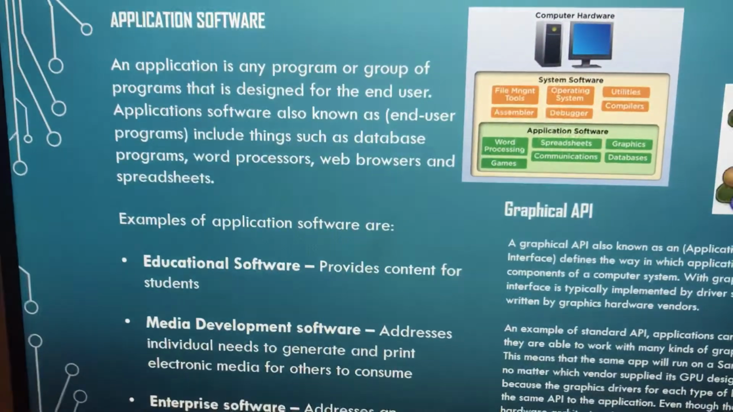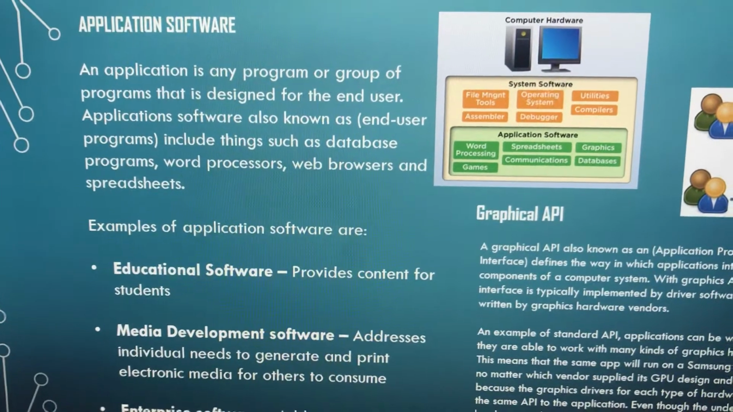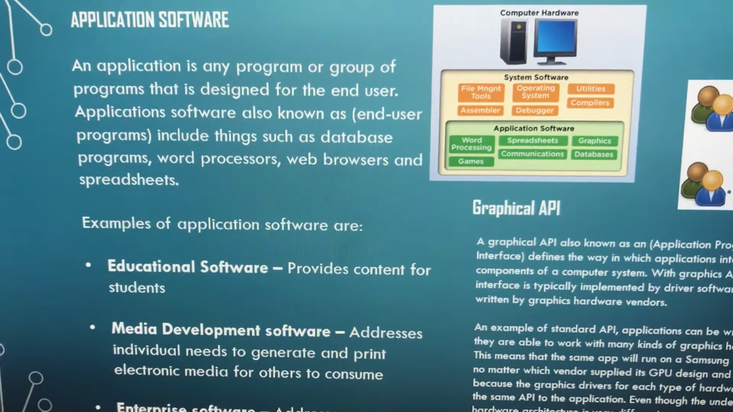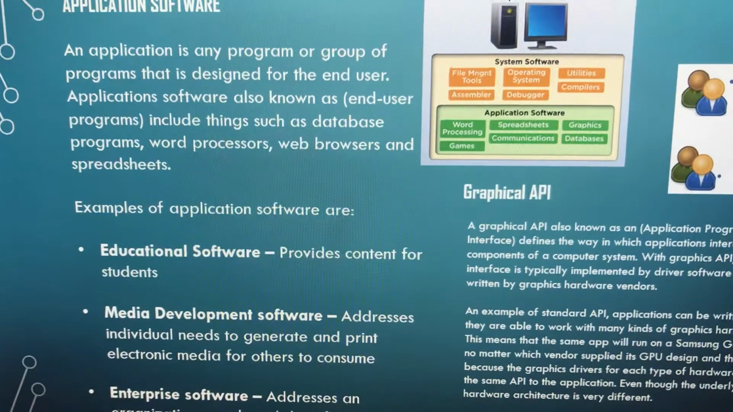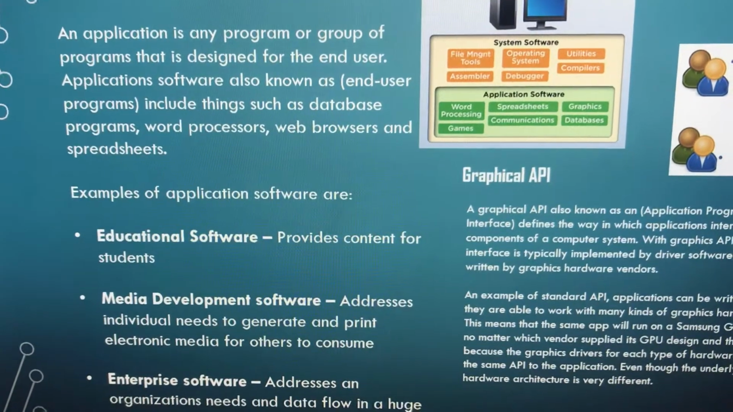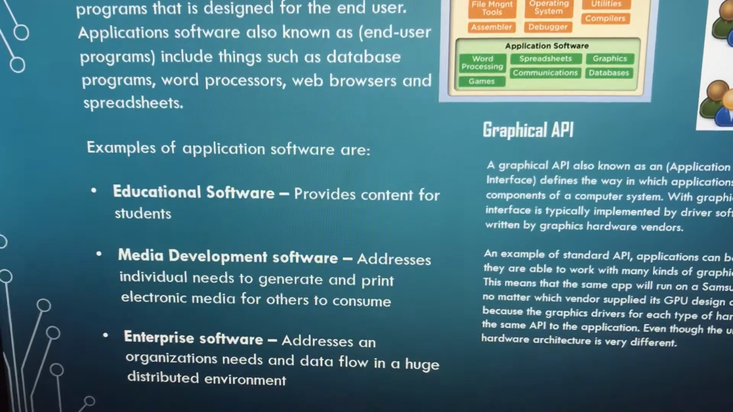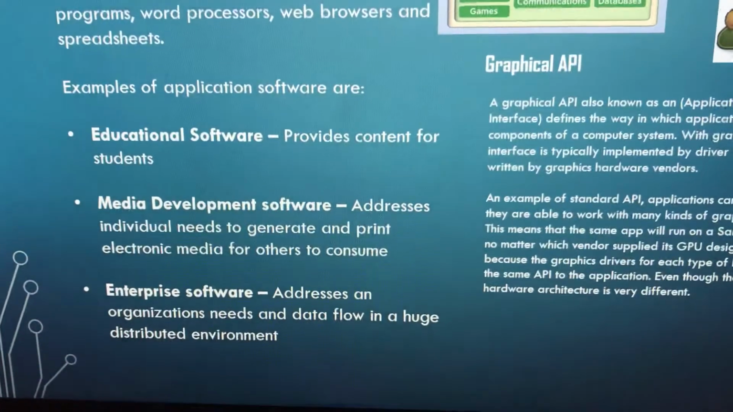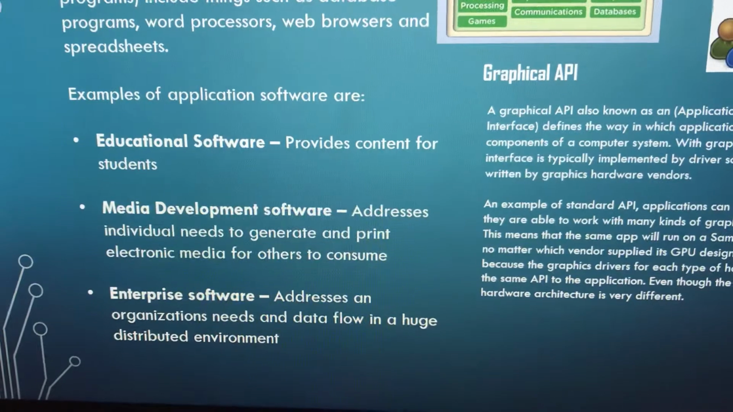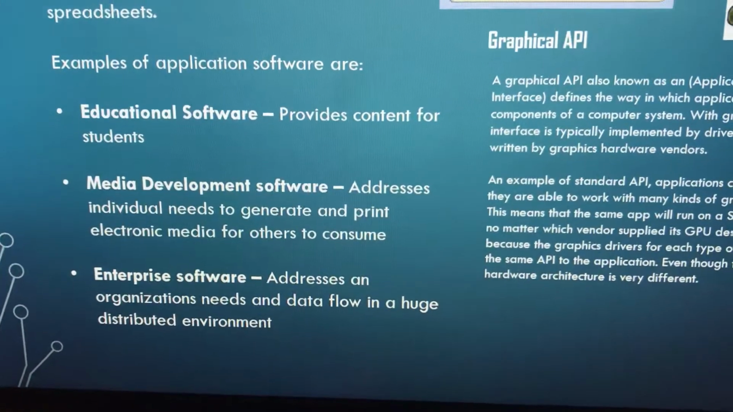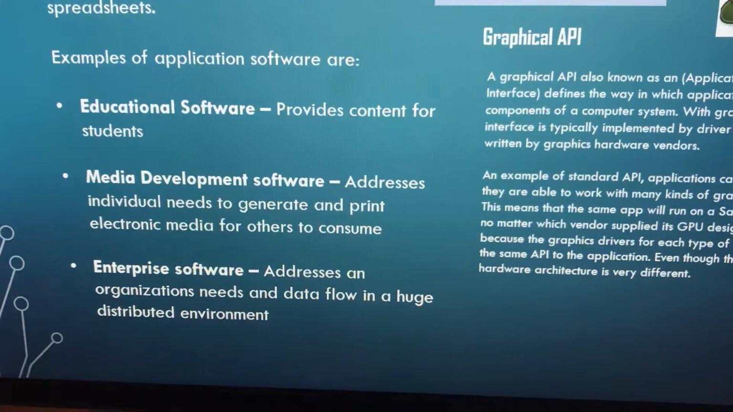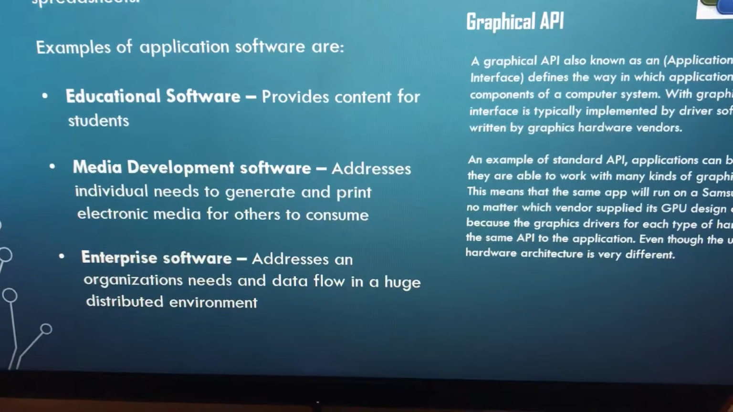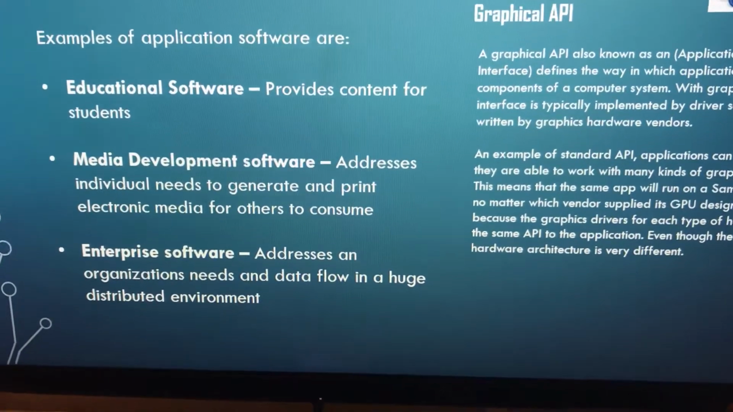Application software. An application is any program or group of programs that is designed for the end user. Application software, also known as end user programs, include things such as database programs, word processors, web browsers, and spreadsheets. Examples of application software are educational software, which provides content and information for students, media development software, which addresses individual needs to generate and print electronic media for others to consume, and enterprise software, which addresses an organization's needs and data flow in a huge distributed environment.